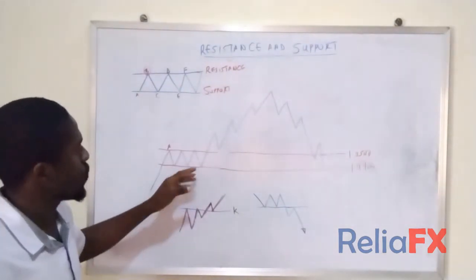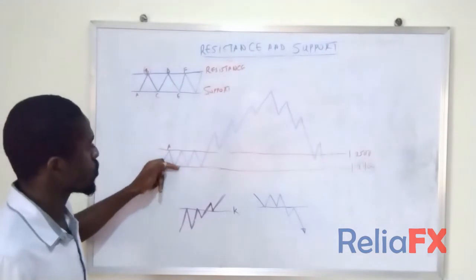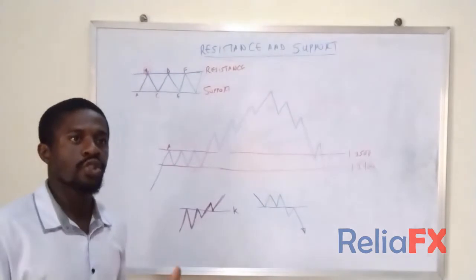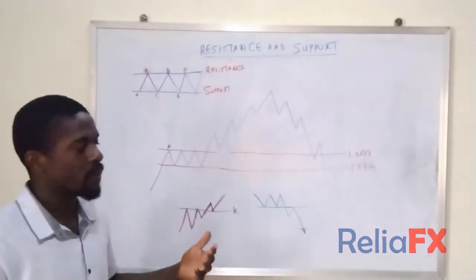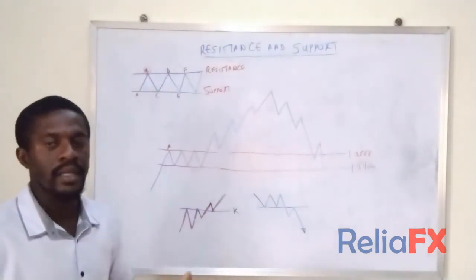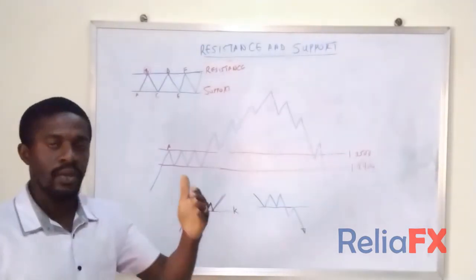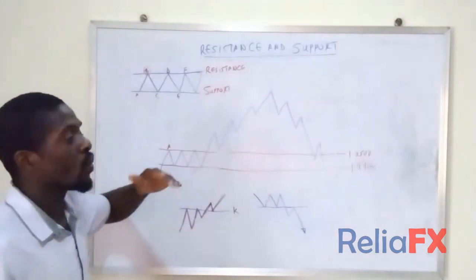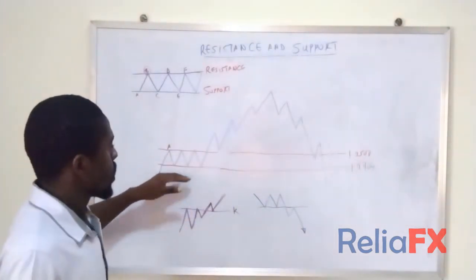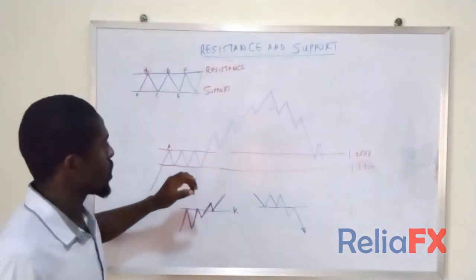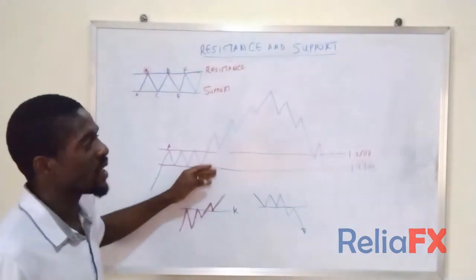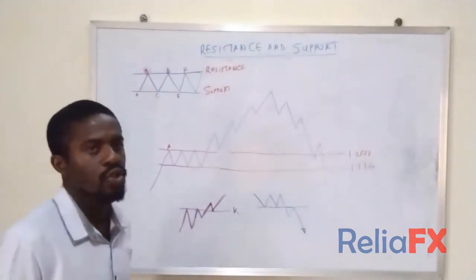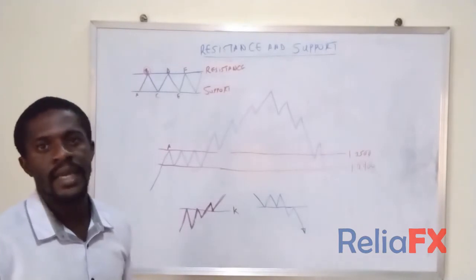Okay, so this is an example of resistance and support in a ranging market. When price is trending, we explained before that we're going to have higher highs and higher lows. So for an uptrend, we have higher highs. For a downtrend, we have lower lows and lower highs, right? So I want you to know that in a range, we can have resistance and support. In a trend, we can also have resistance and support levels. So let me show you how we can draw resistance and support levels in a trending market.